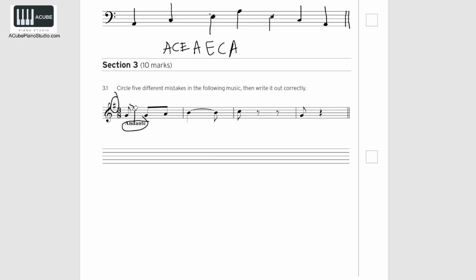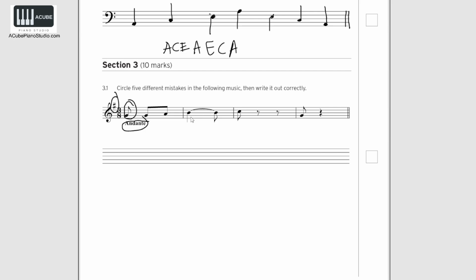Okay, then the third mistake, because it's 3/8 time, you should group all these quavers together. So this is another mistake, the third mistake. Okay, then next, no more mistakes.